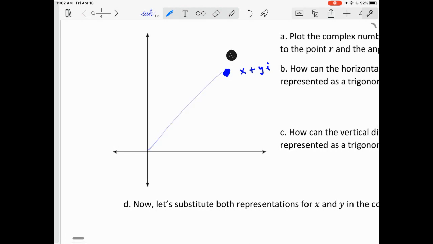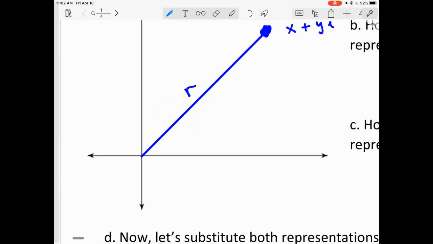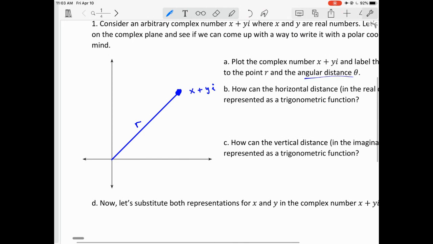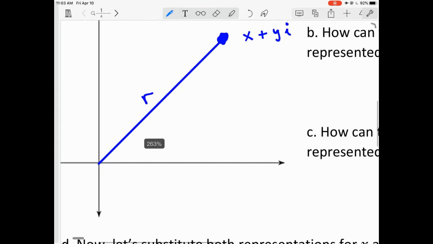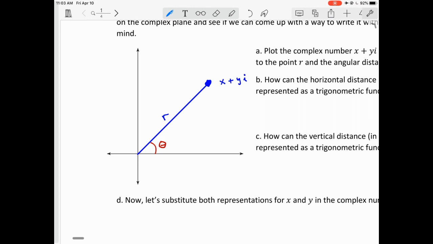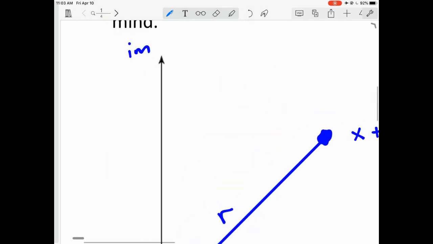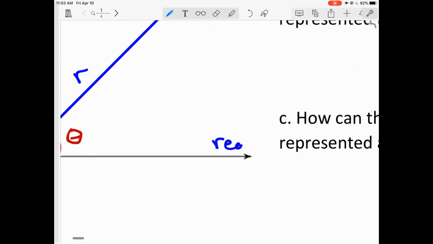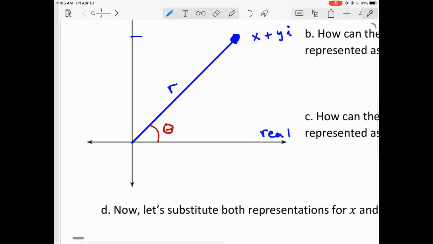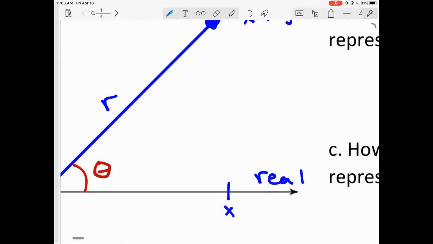And I'll draw a radial measure out to it. So we plotted it, and we're going to label that radial distance r and the angular distance theta. So similar to what we did with rectangular coordinates, we were able to do this with complex numbers. Remember, this is the imaginary axis, this time not the y-axis, and this is the real axis. This point we just found up here was at yi in the imaginary direction and x in the real direction.